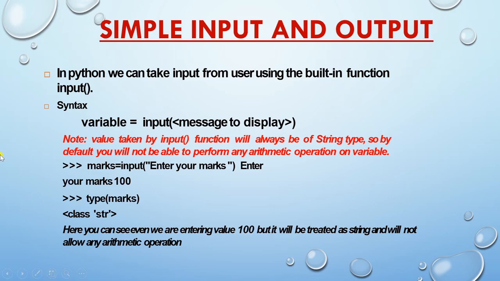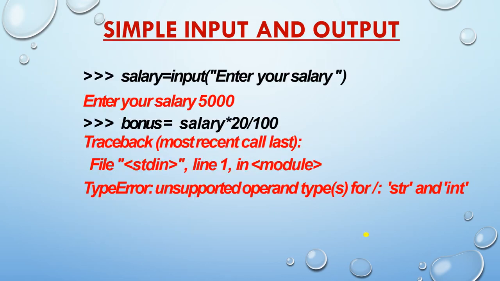Now see, marks equal to input(enter your marks). The message will come, enter your marks. When you check the type of marks, it will give you the string type class. Even though we are entering the value 100, Python treats it as a string and will not allow any arithmetic operation. With 100 we cannot add, subtract or multiply. So, simple input and output.